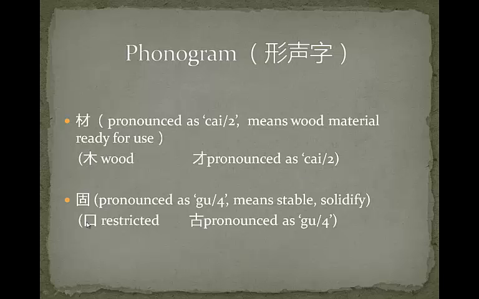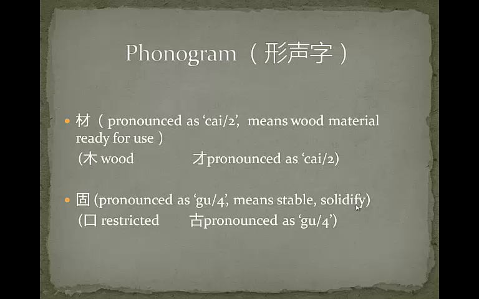Right. Now we move on to the second example. So the example character here is pronounced as gu. Okay, gu. It's 4th tone. Again, it's really hard to type the tones, so I put it as /4 here. It's pronounced as gu. The meaning of this character is stable, solidify.